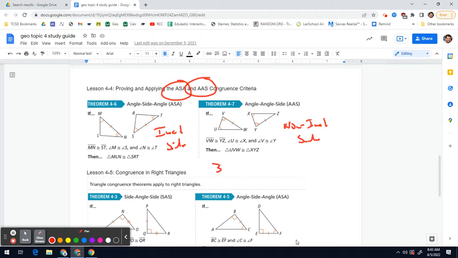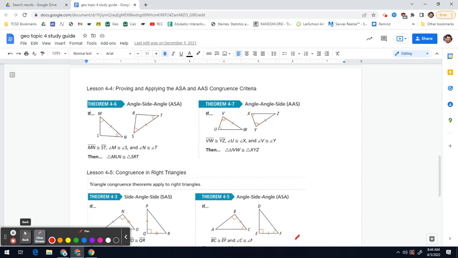Now, there is this thing called the third angles theorem, which says that if you know two angles are congruent, you also know the third angles are congruent. Again, it's because the three angles add up to 180 in a triangle. So if these two angles are congruent, then angle L and angle R are also congruent here. So you could use angle-angle-side or angle-side-angle. Same thing here. If you know angles U and V are congruent to X and Y, you also know that angle W is congruent to angle Z. And you could use angle-angle-side or angle-side-angle. So there's very much a relationship between those two.